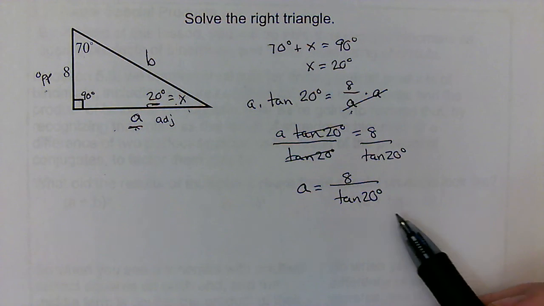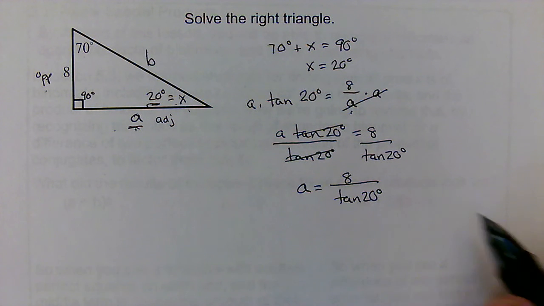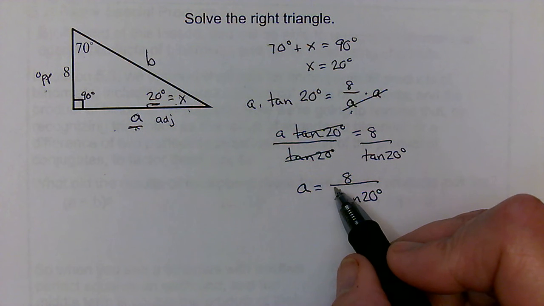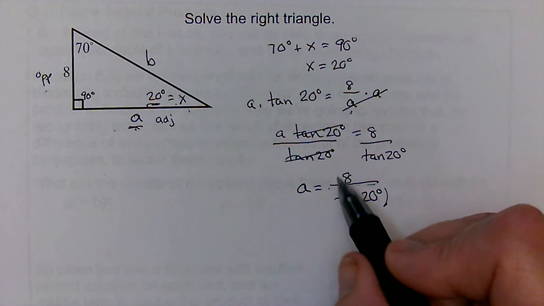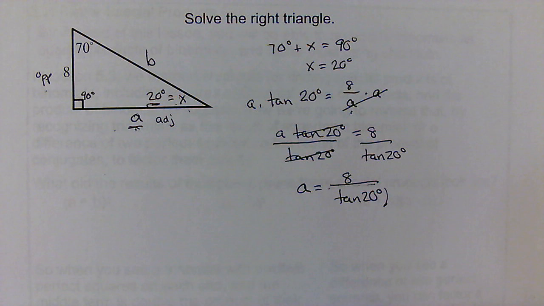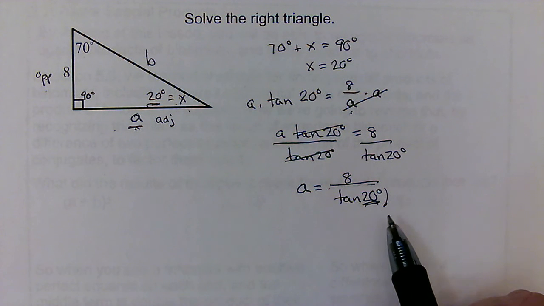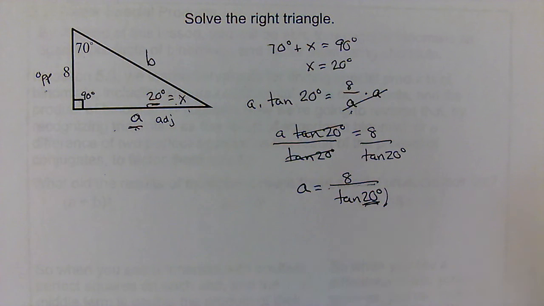Now, I would use a calculator to find this value: 8 divided by the tangent of 20 degrees. You remember, when you put it into a calculator, you need to make sure you put parentheses around this, or use the fraction template so that it knows 8 is the numerator and tangent of 20 is the denominator. And you also need to make sure your calculator's mode is set in degrees. We haven't learned about other angle measures yet, but we are going to very soon, and it's always important to check your calculator to make sure it's in the right mode.